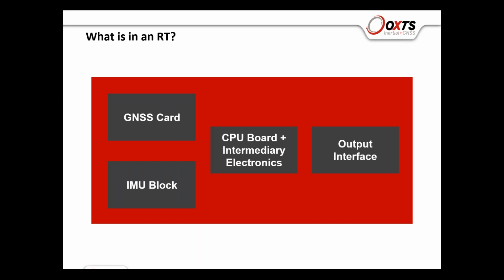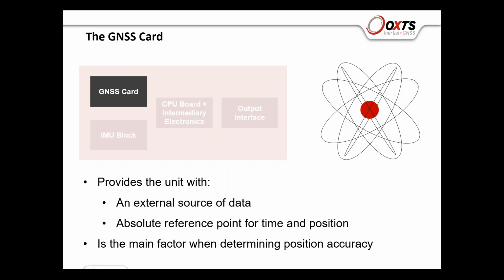So what's actually in an RT? What do you get in the box? Well, it can be split up into 4 key components: the GNSS card, the IMU block, the CPU board and intermediary electronics, and the output interface. Over the next couple of slides, we're going to have a look at each of these components in a little bit more detail.